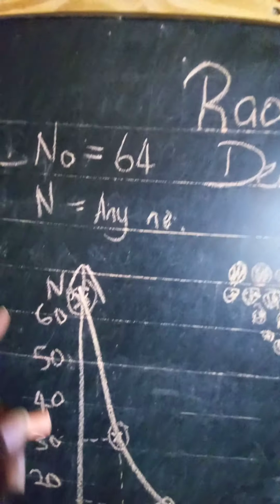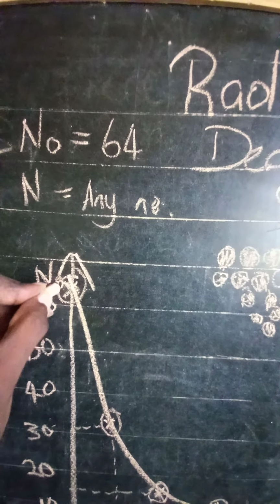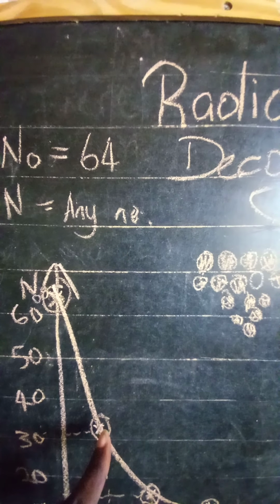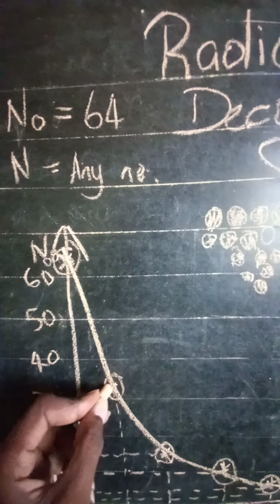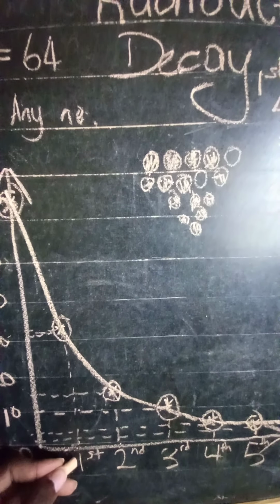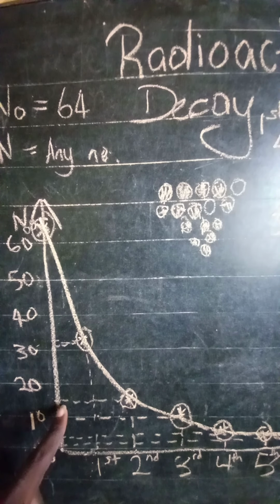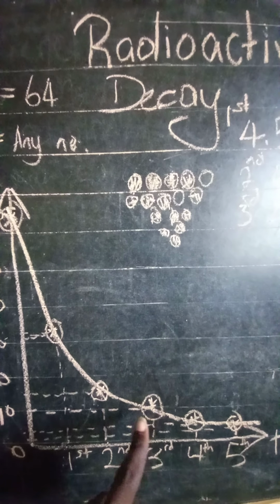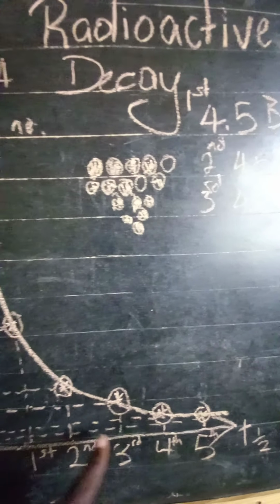So here I have 64. Let's use uranium 238. So somewhere around here we would have our n naught. So this is n naught or n0, 64. After the first half-life, we would have something like 32. So half of 64, 32. Somewhere around here, 32. So that's the first 4.5 billion years. Now after the second half-life, we're going to have 16. After the third half-life, we're going to have 8. Fourth half-life, 4. Fifth half-life, 2.